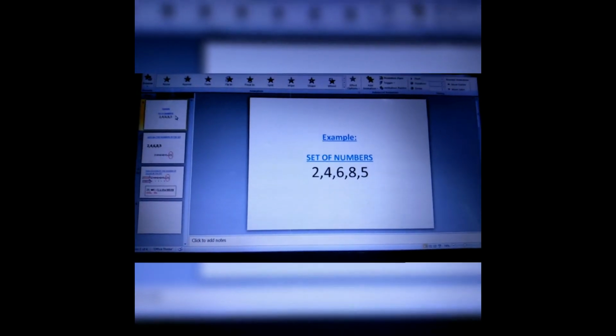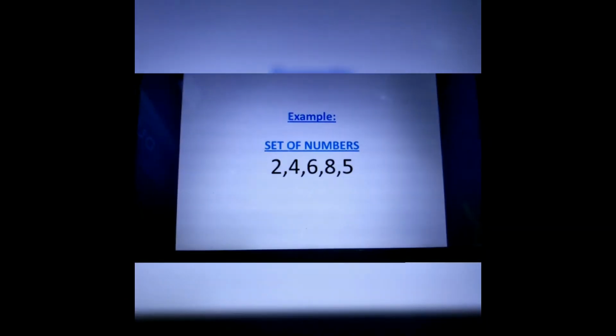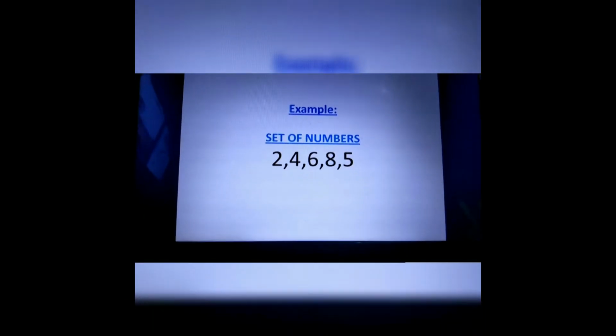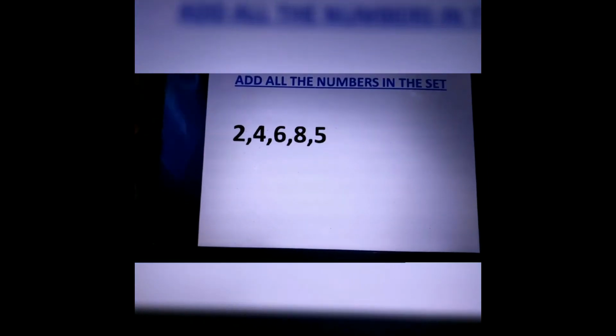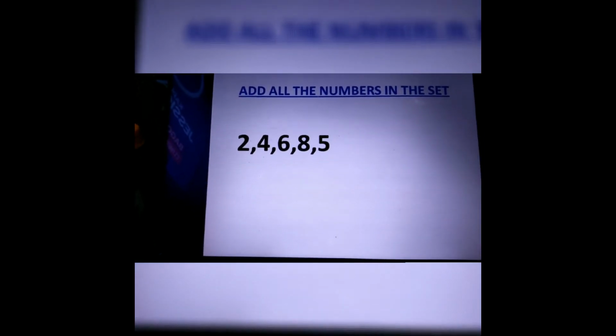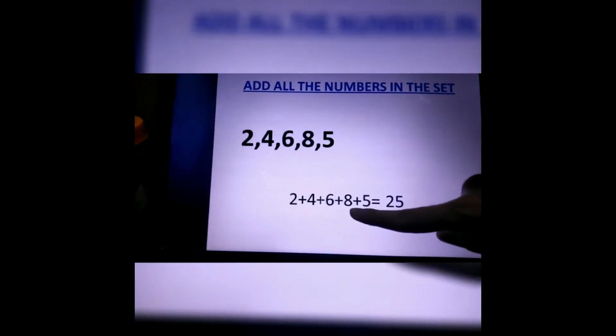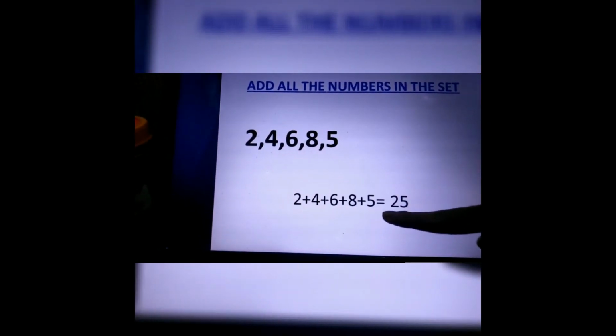Here is the example on how to get the mean. To find the mean, add all the given numbers in the set. 2 plus 4 plus 6 plus 8 plus 5 is equal to 25.